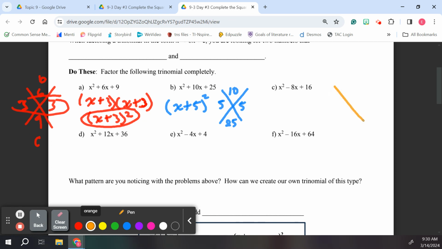All right, for our next one, we're going to have a negative 8 and we're going to have a 16. Now the question is, what two factors of 16 add up to a negative 8? That's going to be negative 4 and negative 4. So this is going to be x minus 4 quantity squared. I want you guys to handle the next three.